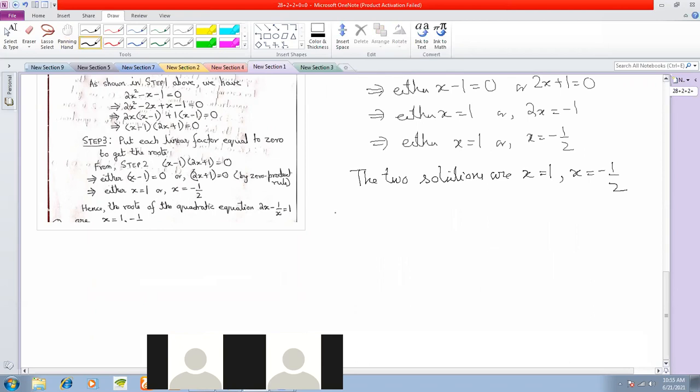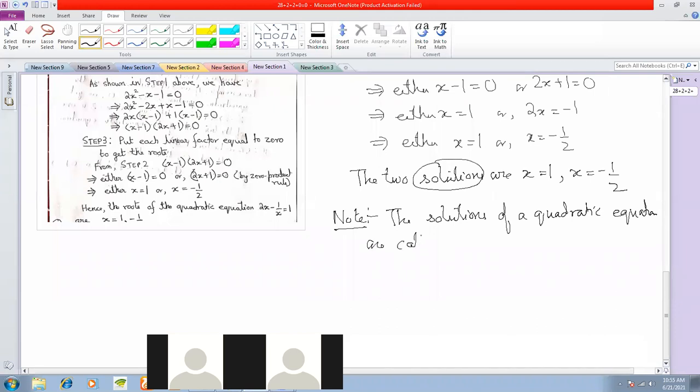Okay. Now in case of a quadratic equation, we do not use the word solutions. Okay. We use but very rarely. In case of a quadratic equation, the solutions of a quadratic equation are called the roots of the quadratic equation. Okay. Roots. Instead of the word solution, we shall use the word roots.